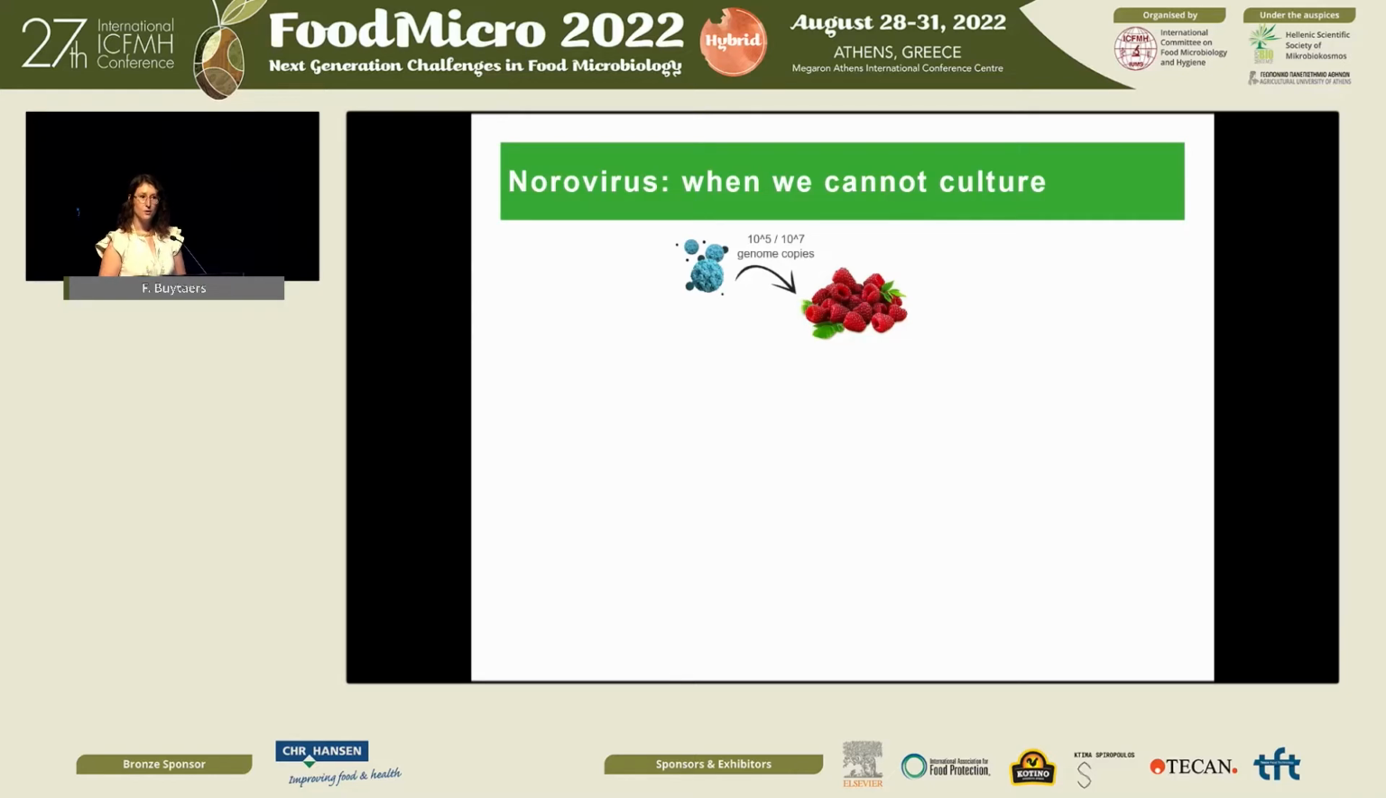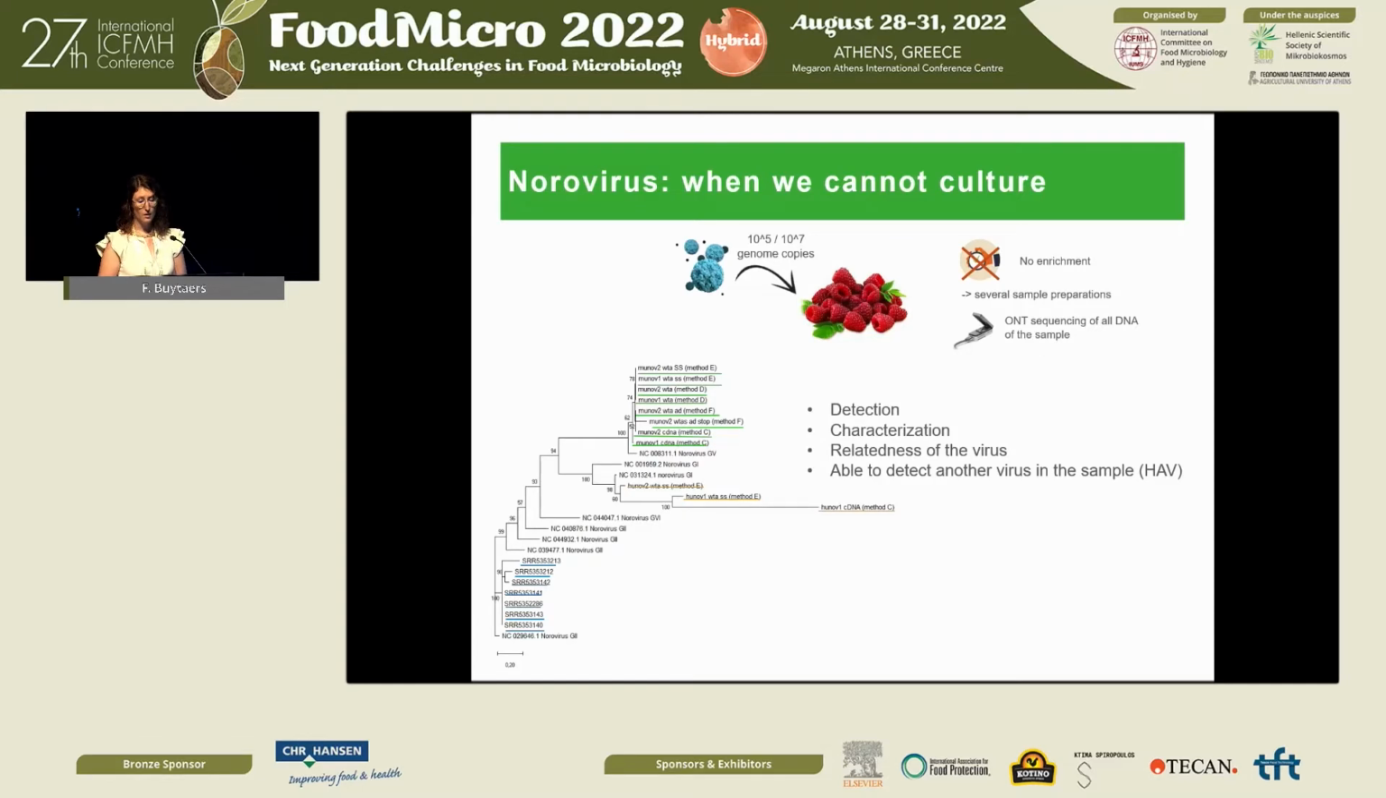Finally, I talked a lot about bacteria. We also tried with viruses, in this case norovirus, that we spiked on raspberries at different concentration levels. For viruses, there is no enrichment possible, so we tested several sample preparations instead to enrich for the viral loads in the sample. And we sequenced with Oxford Nanopore technologies. I will not go into detail, but we were able, depending on the sample preparation and the contamination load, to detect and characterize the virus and to do relatedness of the virus in a phylogenetic tree.